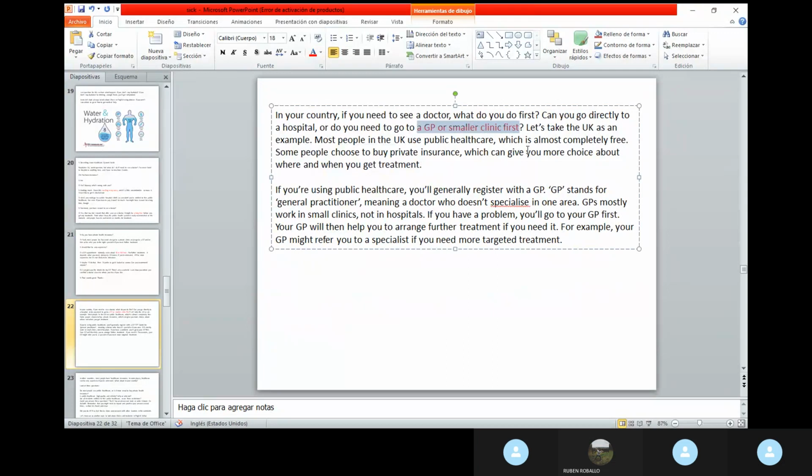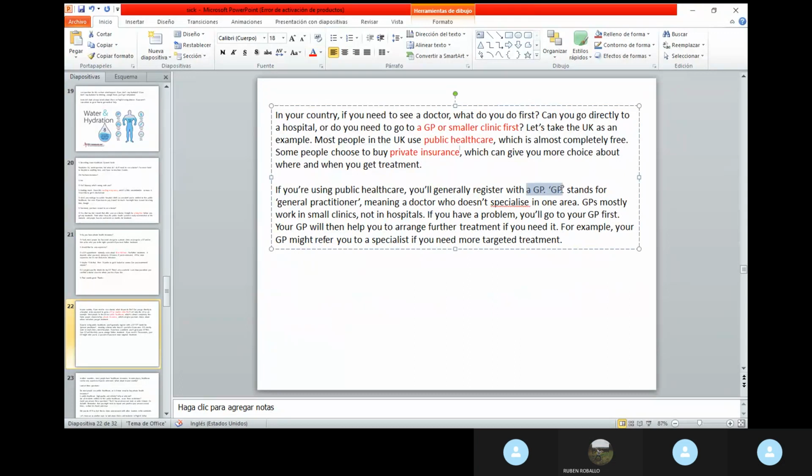Let's take UK as an example. Most people in UK use public healthcare, which is mostly completely free. Some people choose private insurance, which can give choice about where and when treatment. Entonces, public healthcare and insurance. If you are using public healthcare, you generally register with a GP.